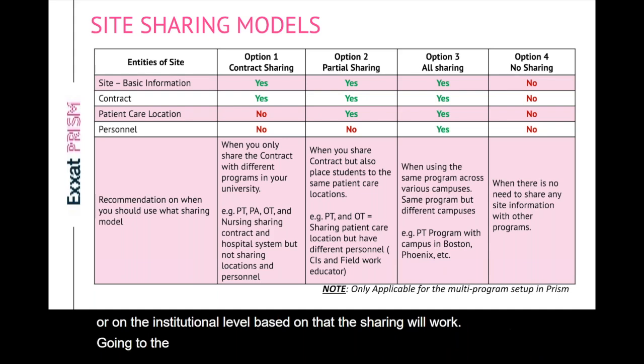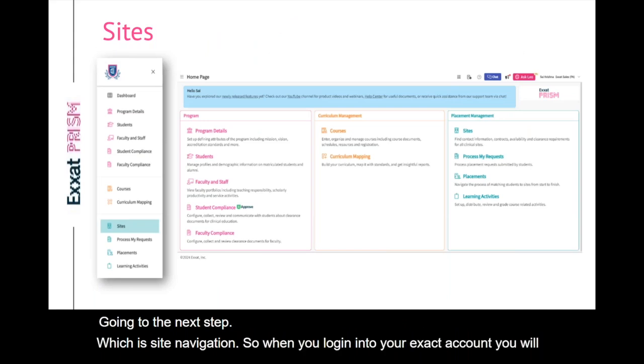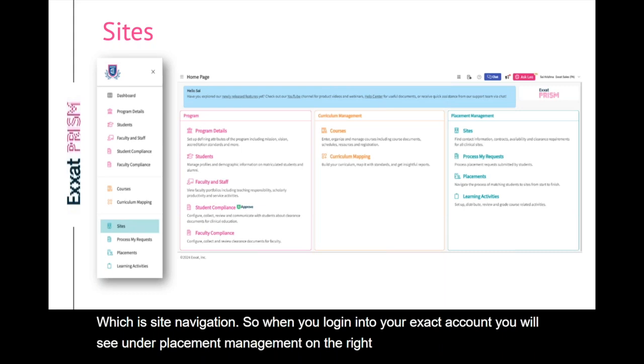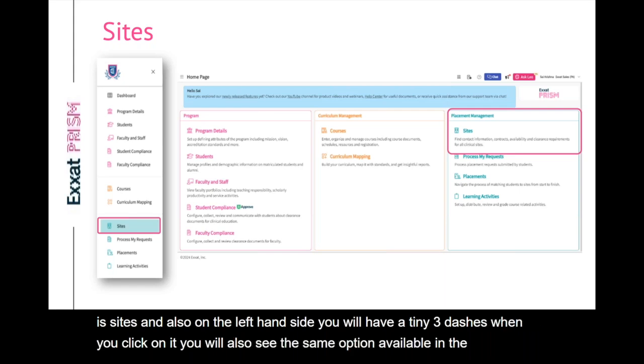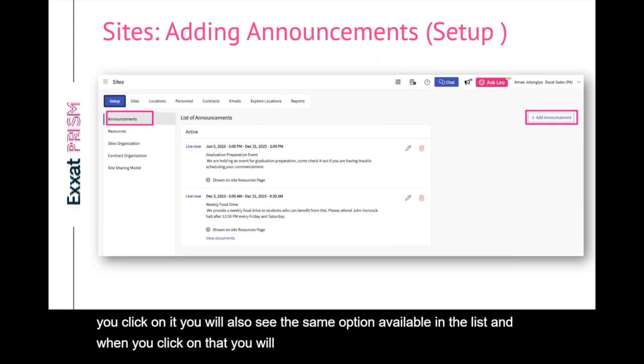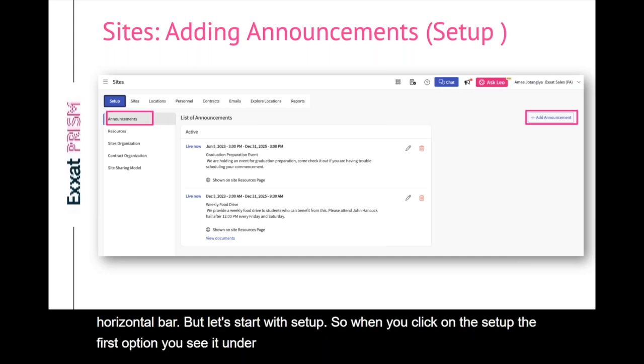Going to the next step, which is site navigation. When you log in to your Exxat account, you will see under placement management on the right side, third card, the first option is sites. And also on the left hand side, you will have a tiny 3 dashes. When you click on it, you will also see the same option available in the list. And when you click on that, you will see the landing page will be location on the horizontal bar, but let's start with setup. So when you click on the setup, the first option you see under it is announcements.